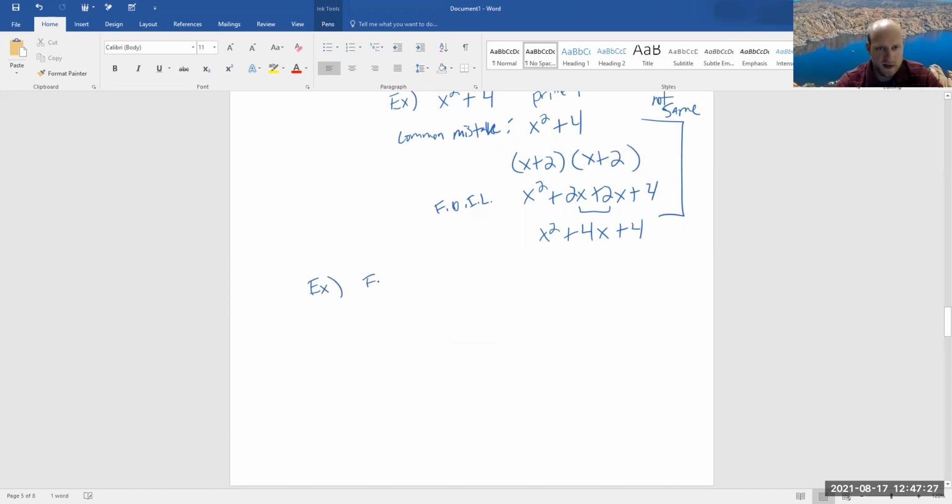Okay, so again, let's factor completely. Example 1, let's do 25y squared minus 121. So with this 25y squared and 121, if you know your perfect squares really well, you'll recognize right away, oh, that's a difference of squares. I can use the first formula that we just talked about.